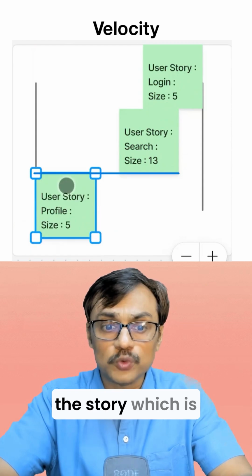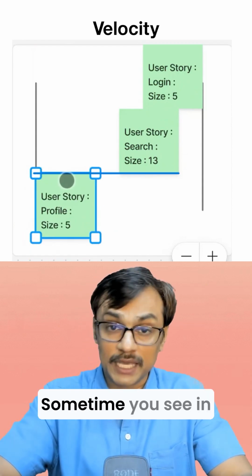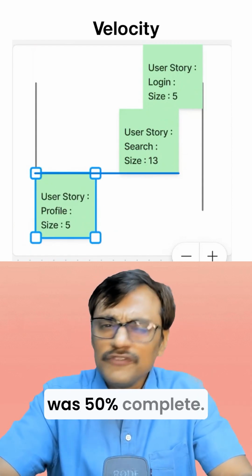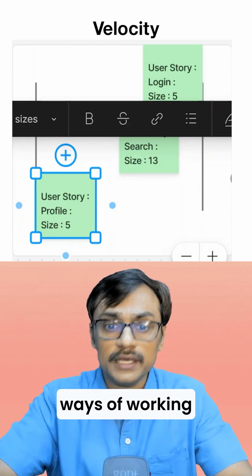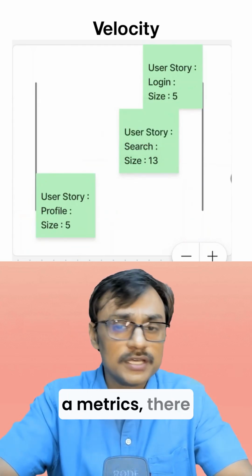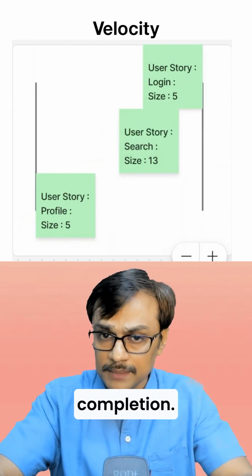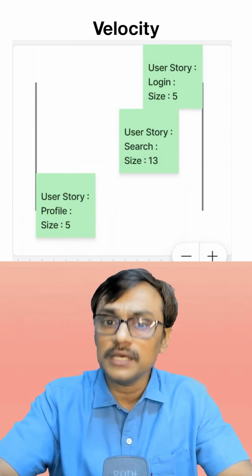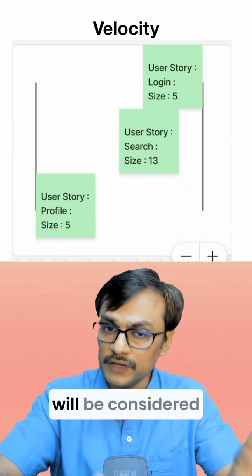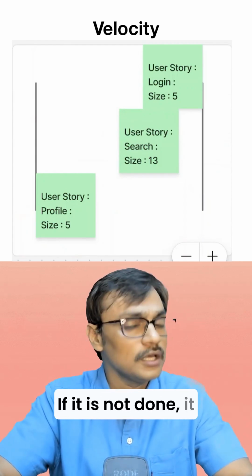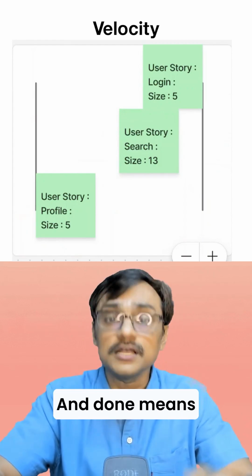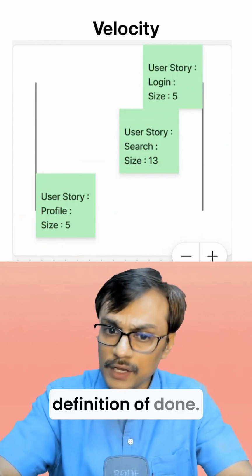What about the story which is not completed? Sometimes you see in a question that it was 50% complete. What should we do? In Agile ways of working, when calculating velocity as a metric, there is no percentage completion. We have a given story. If it is done, it will be considered in the sum total for the velocity calculation. If it is not done, it is not considered. And done means meeting the definition of done.